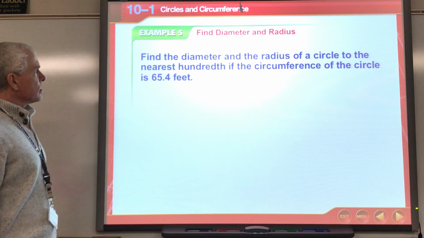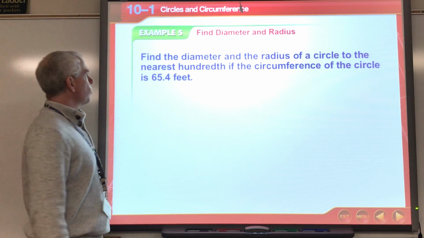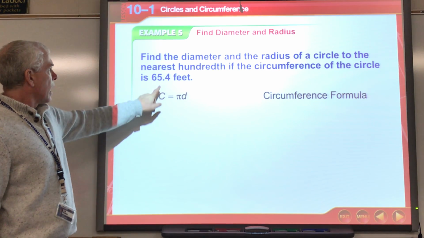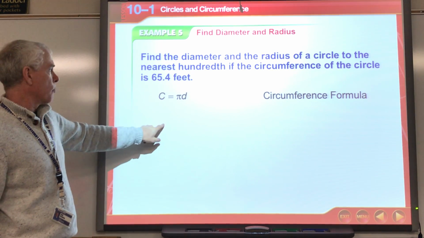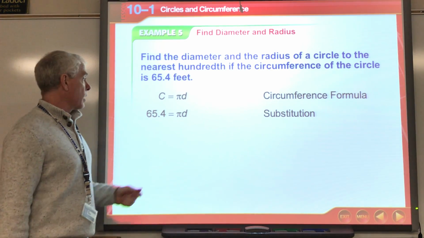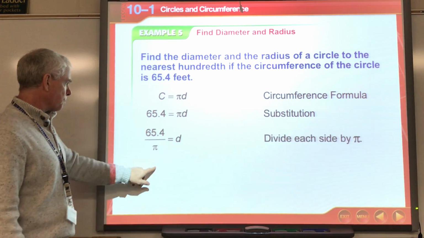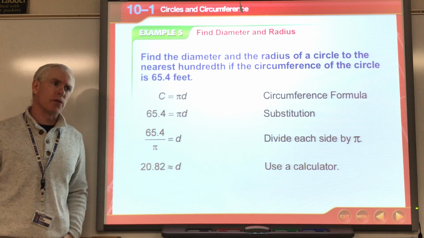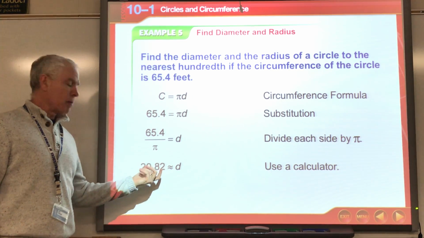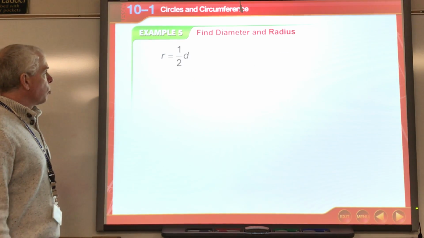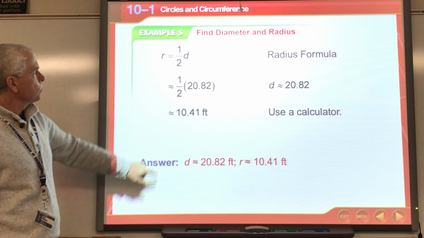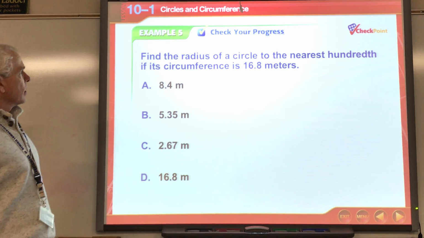Find the diameter and the radius of a circle to the nearest hundredth if the circumference is given. So I know circumference is pi times diameter. I'm going to start with that formula. I can put in 65.4 for circumference. I can substitute that in. And I can divide by pi. Pi is just a number, okay? So I can solve for d, dividing by pi. And so I get about 20.82 for the diameter. Well, then to find the radius is half the diameter. I'm going to have to take half of that, or 10.41. Okay, there we go.